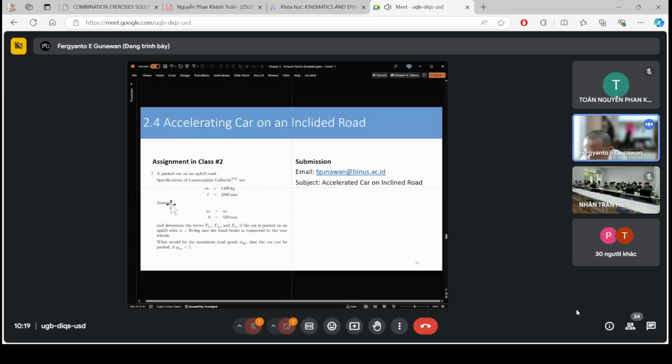You're asked to determine Fz1 and Fz2, and also Fx2, if the car is parked uphill at a 30-degree angle and the handbrake is connected to the rear wheel, right? So this is the case of the rear wheel braking system. And what would be the maximum road angle at which the car can be parked if mu x2 equals 1?